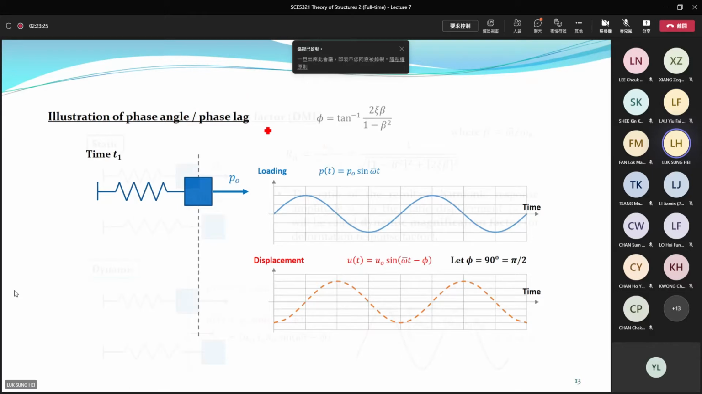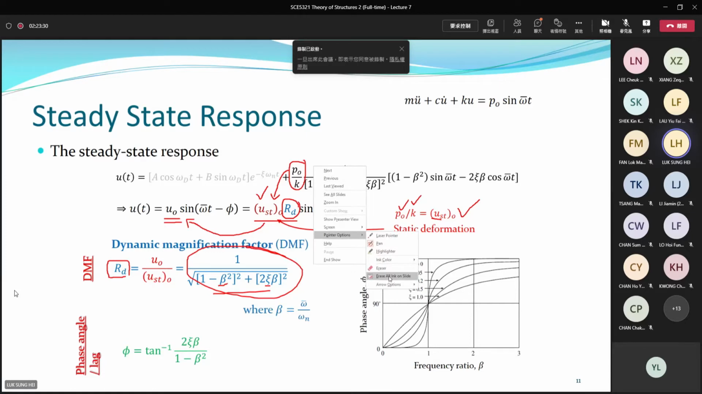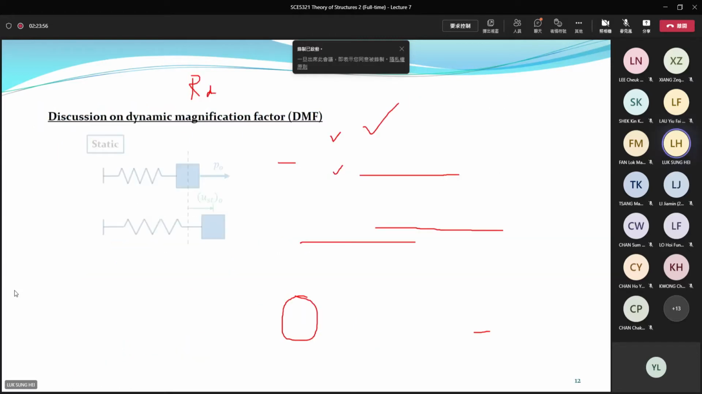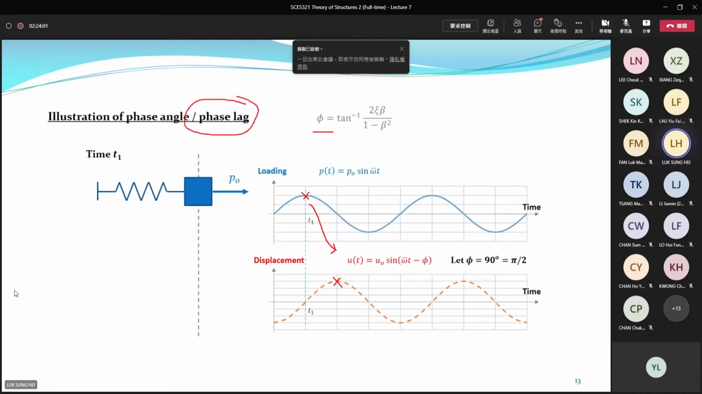So in our formula here, for our general solution at steady state, this equation is important. For this equation, now you know the meanings of RD, you know the meanings of phase angle. You know how they affect our dynamic system. One affects the amplitude, one affects the time when they reach their maximum number. There are two new terms for a system under harmonic vibrations.